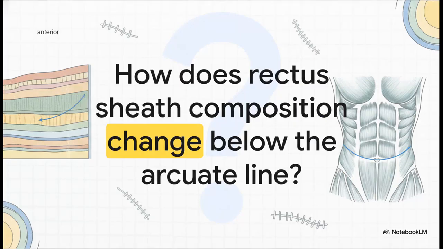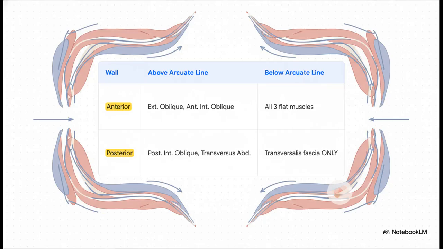Okay, before I just give you the answer, stop for a second. Use your active recall. What actually happens to the posterior wall of the rectus sheath once you drop below the arcuate line? Seriously, picture it. This is a classic exam question, and it's designed to see if you really understand the anatomy, not just if you've memorized it. And here it is.